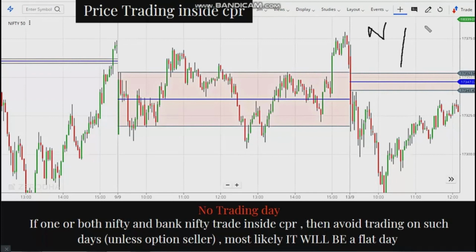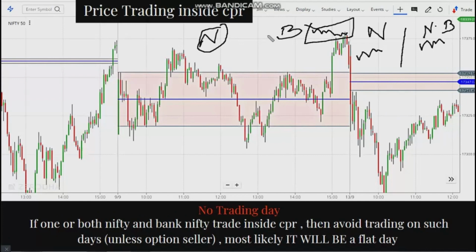Nifty and Bank Nifty, they both work in synchronicity. And what do I mean by that? It means whatever one will do, the other will follow. So even if, for example, Bank Nifty doesn't have the price candles inside the CPR, but Nifty does, the effect of Nifty will be visible in Bank Nifty. We will understand this deeply.